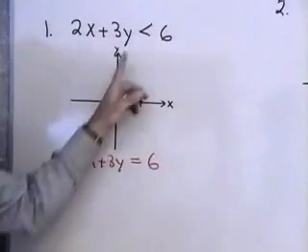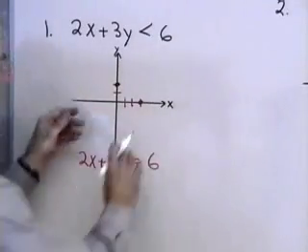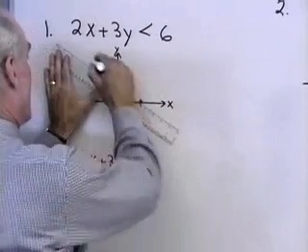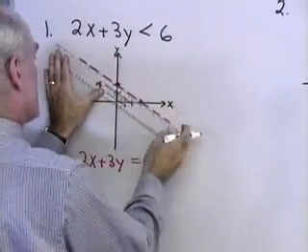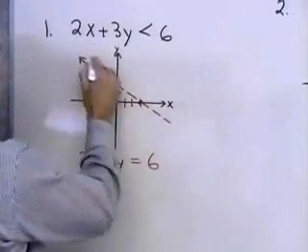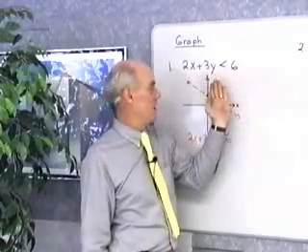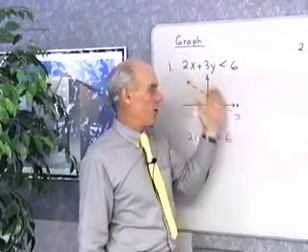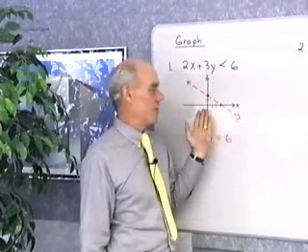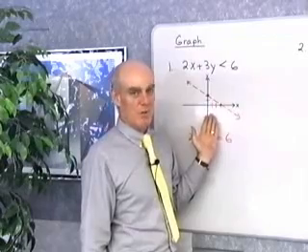Now, since this is strictly less than right here, the boundary is not going to be included in the solution set. So I want to graph the boundary with a dotted line. This shows that the boundary is not part of the solution set. Now, the graph of this linear inequality is either above this line or below this line. And if it is above the line, then all the points above the line work, and none of the points below the line work. If it's below the line, then all the points there work, and none of the ones above it work.